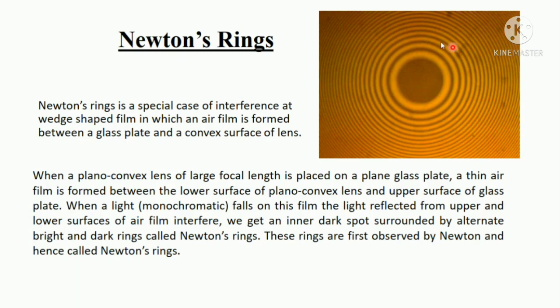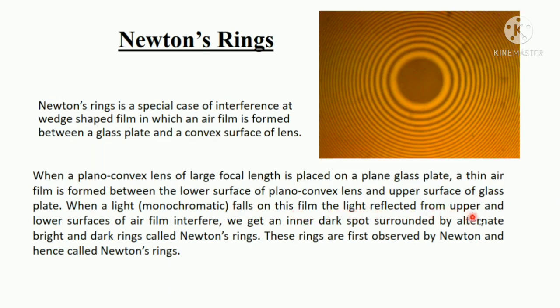This is the pattern we observe in Newton's ring. Newton's ring is a special case of interference at a wedge-shaped film in which an air film is formed between the glass plate and the convex surface of the lens. So when a plano-convex lens of large focal length is placed on a plain glass plate, a thin film of air is formed between the two surfaces in between.